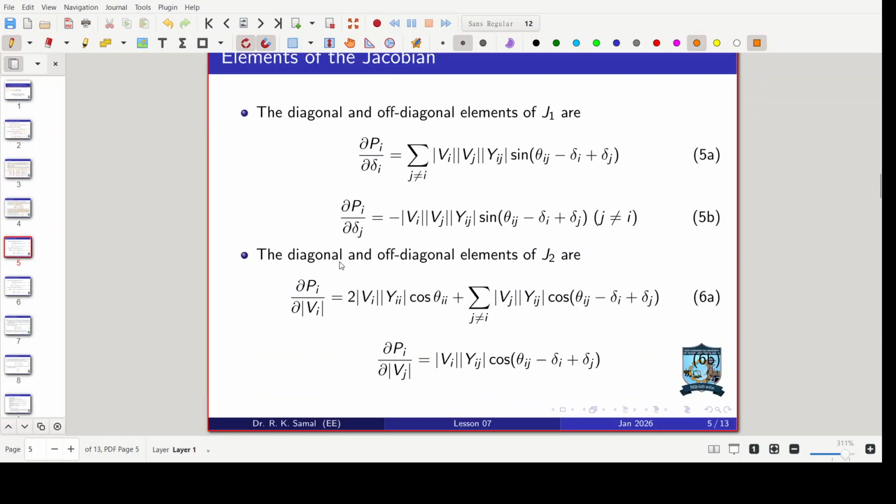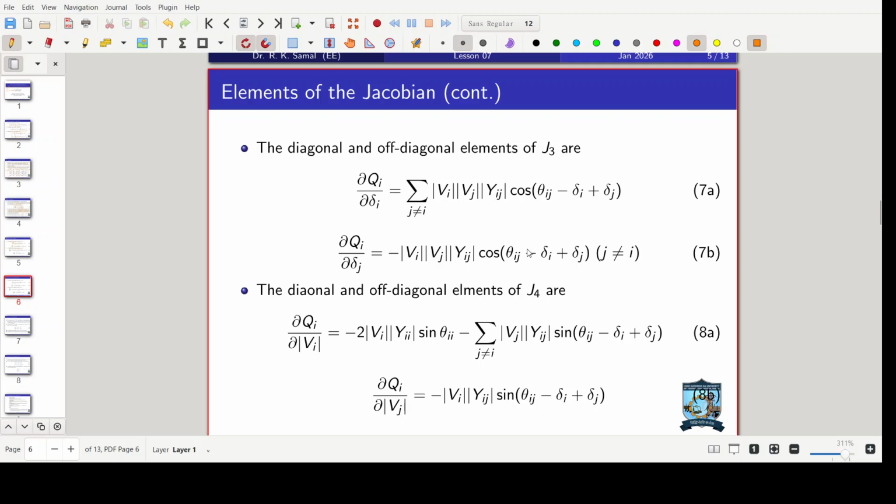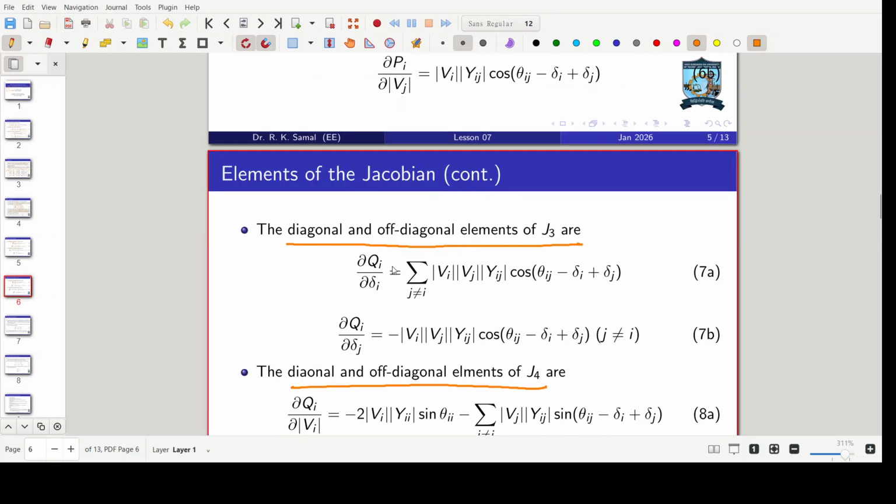So what are the elements of the Jacobian? The diagonal and off-diagonal elements of the Jacobian can be obtained using this formula. These formulas can be derived from the power flow P and Q equations that we have seen in the first or second slide. So we use these equations to evaluate the Jacobians. This is diagonal and off-diagonal for J1, diagonal and off-diagonal for J2, diagonal and off-diagonal elements for J3, and diagonal and off-diagonal elements of J4. All these are obtained from the power flow equations, so one needs to evaluate these Jacobian elements before proceeding with the power flow.